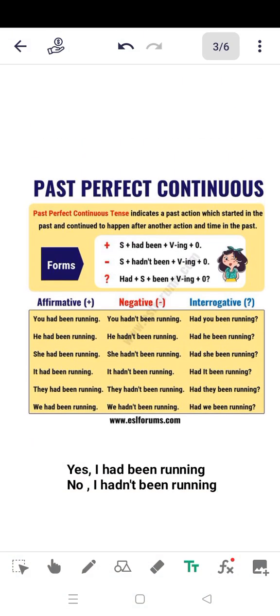He had been running. Notice that this is a plural subject and this is a singular subject. Both take the verb had. Not have, not has. It is had. It is the past form of the verb have.